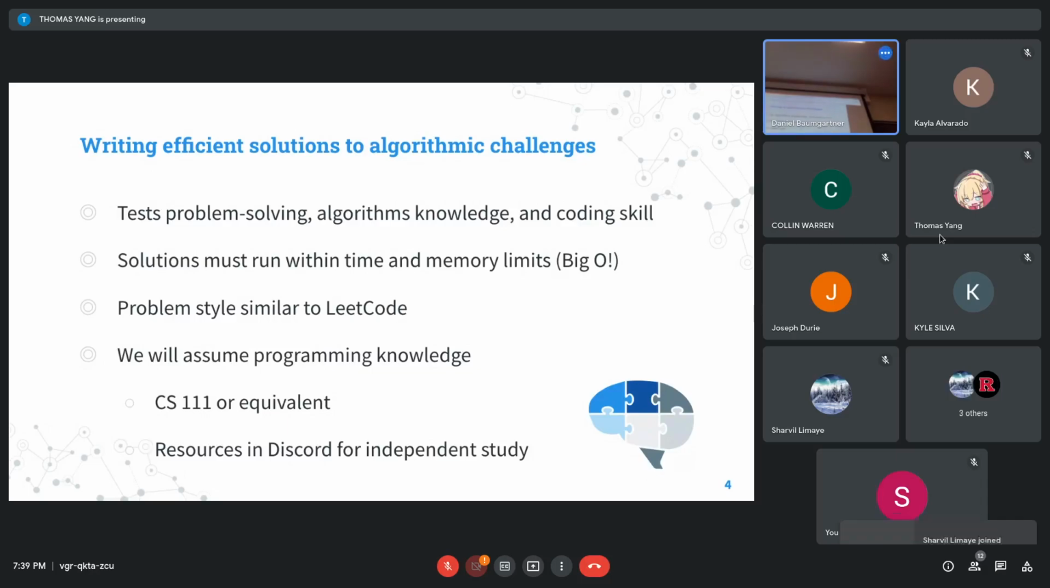Another aspect to all this is that it is in a competitive setting, or a contest setting. So basically, you're racing other people to solve a certain number of problems in the allotted contest time. So it's kind of like a game in that way, and it's interesting because of that. It's like a fun experience.